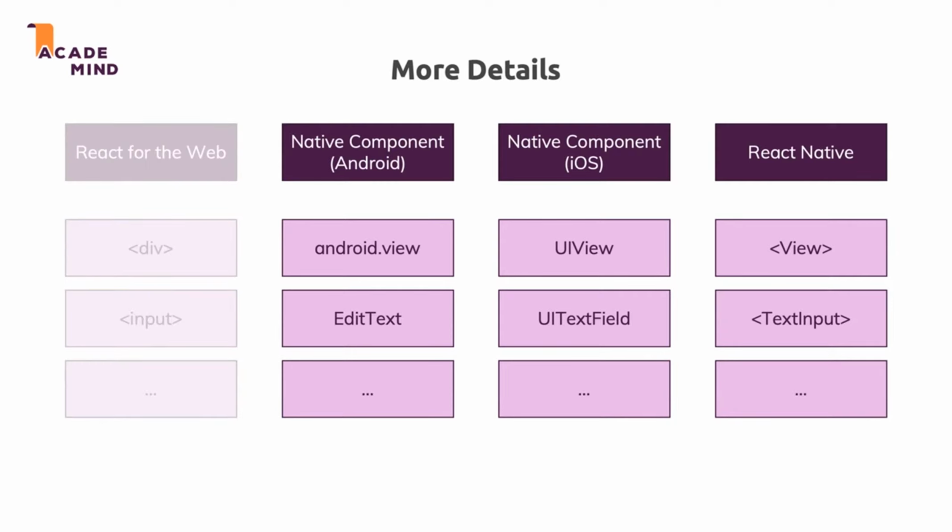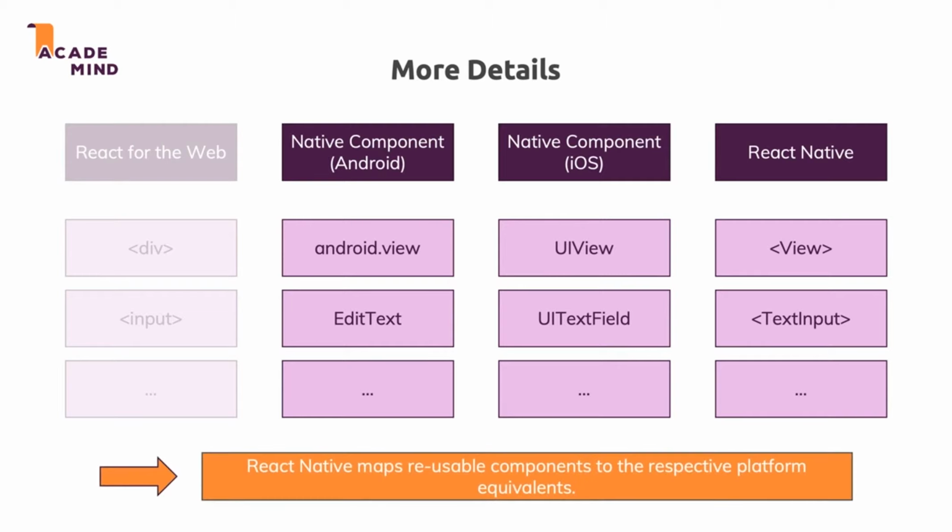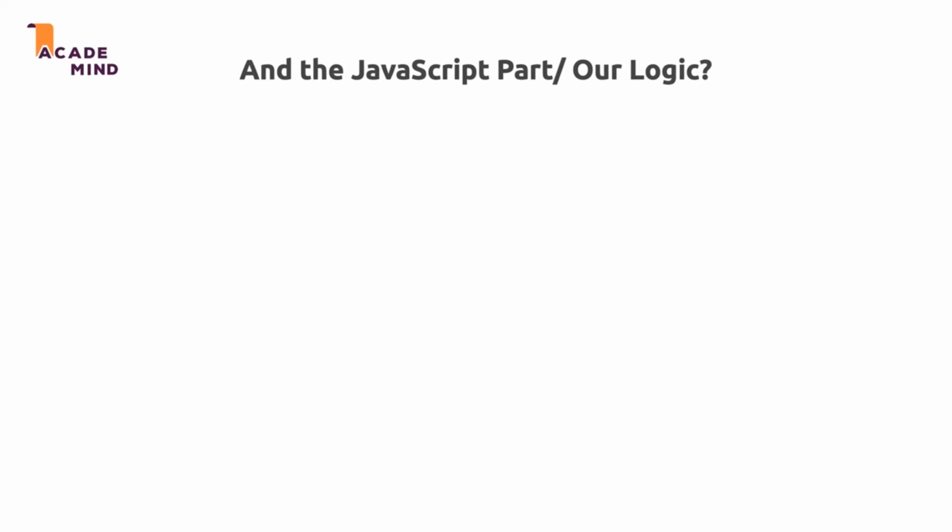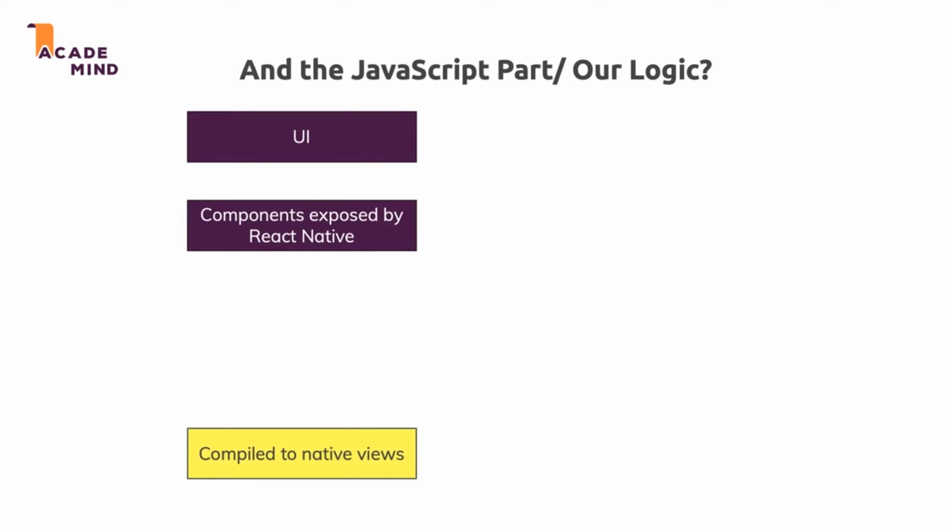Of course, we don't care about the web in this course here. It's just so that you understand that there are some similarities. We use these tags, which look like HTML tags, but of course the important difference is that these are special components compiled to native code. Now, as I already mentioned, it's important to understand that for the UI, React Native gives you special components, which are then compiled to native views.